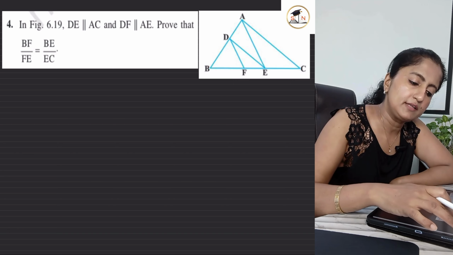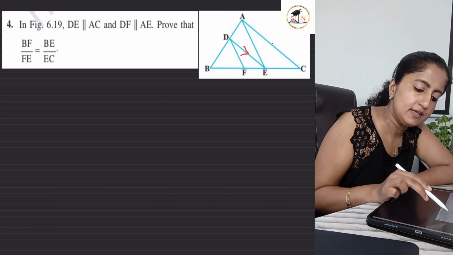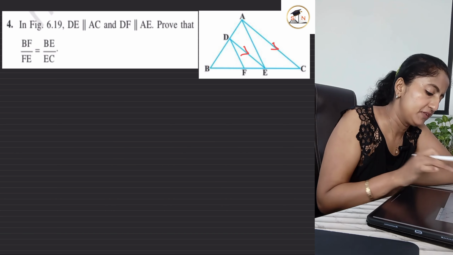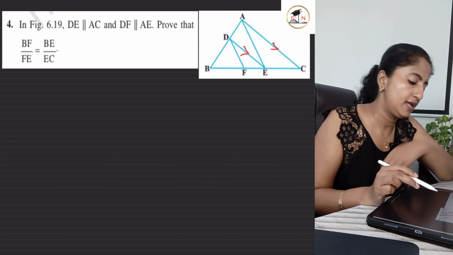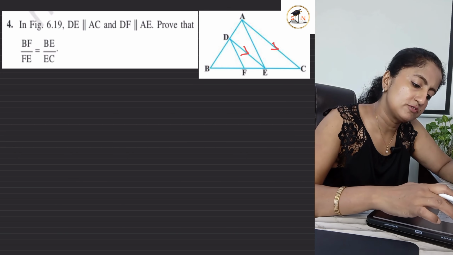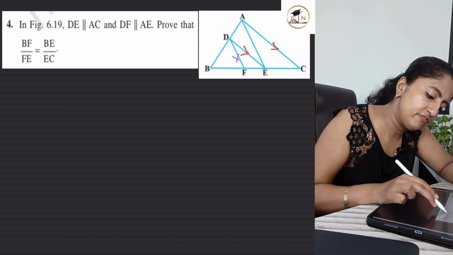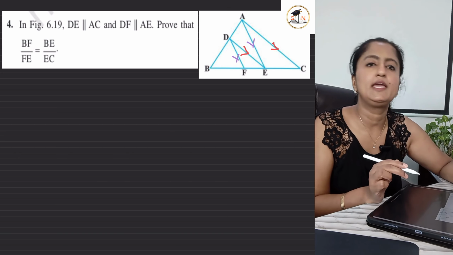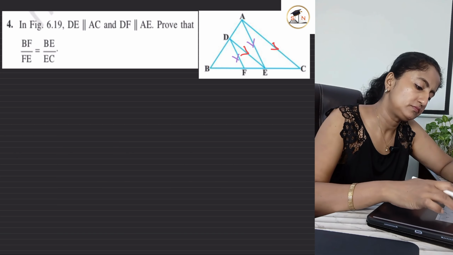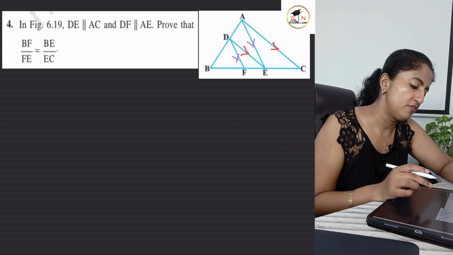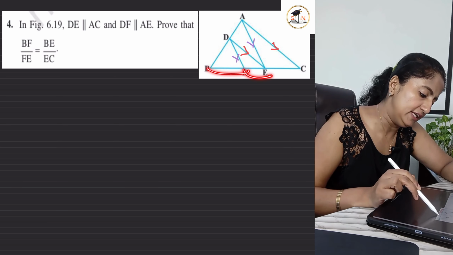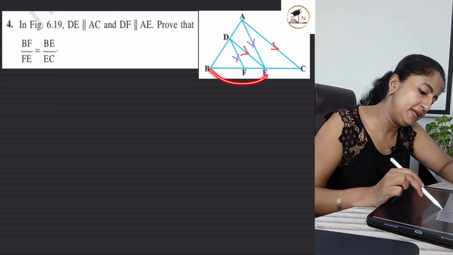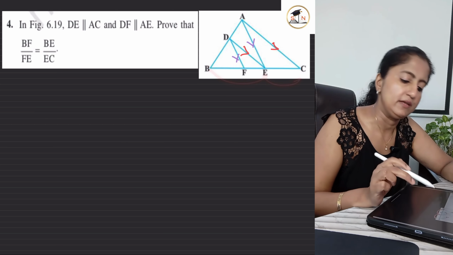Okay, so I'll mark that DE is parallel to AC. Then we are told that DF is parallel to AE, right? I'll use a different color. DF is parallel to AE. Okay, now what are we supposed to prove? We are supposed to prove that BF over FE equals BE over EC.